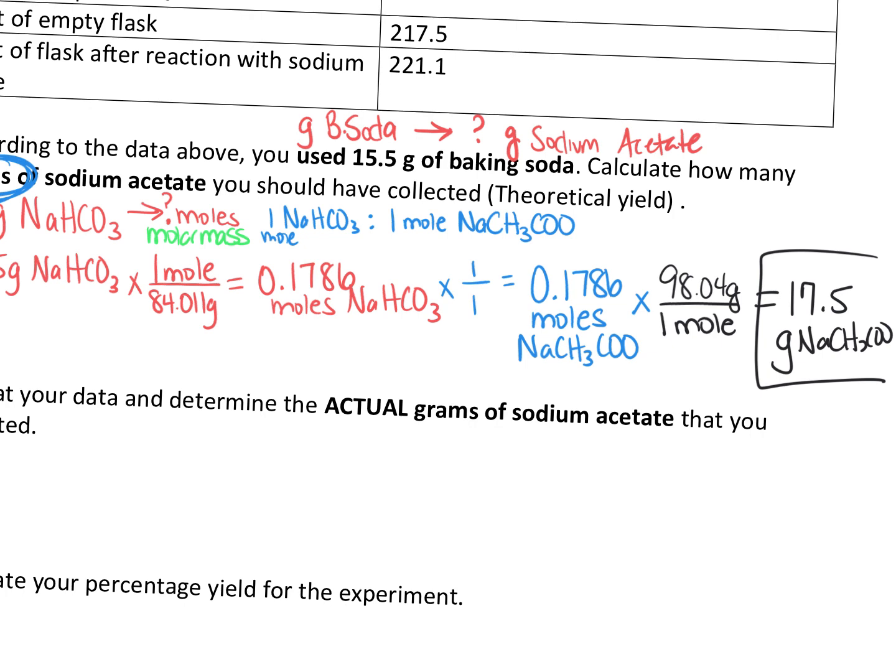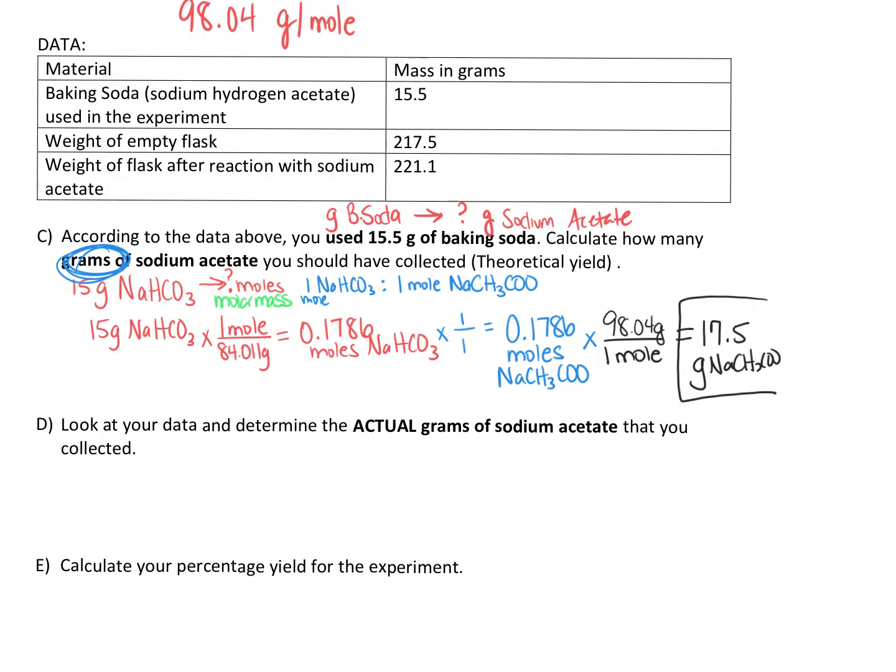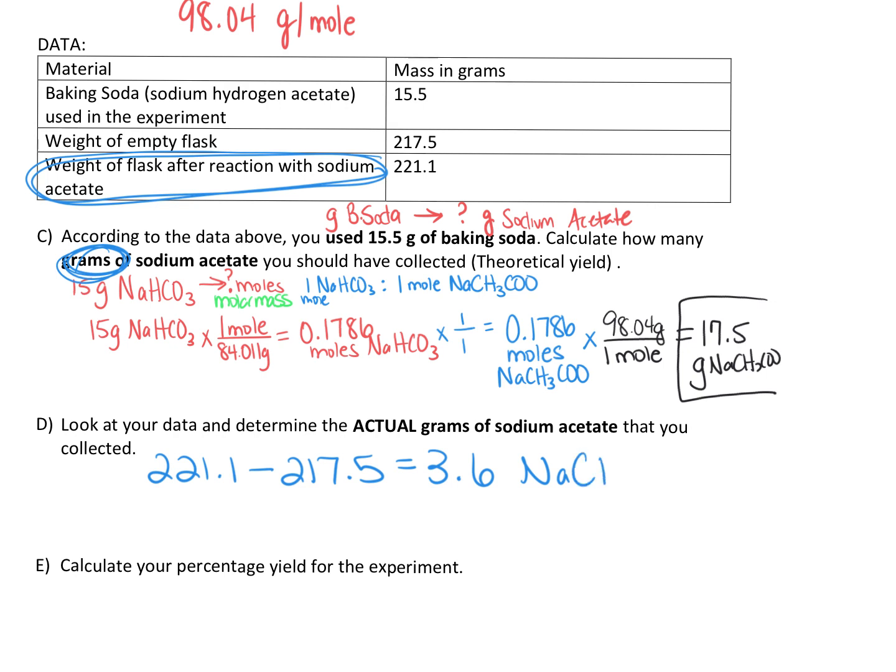That's my theoretical yield. Now, how many grams did I actually make? Well, here's my flask after the reaction. I had 221.1, and then I need to subtract my empty flask. So how many grams did I actually make? I'm going to simply subtract the mass of my empty flask, and I actually got 3.6 grams of sodium acetate.